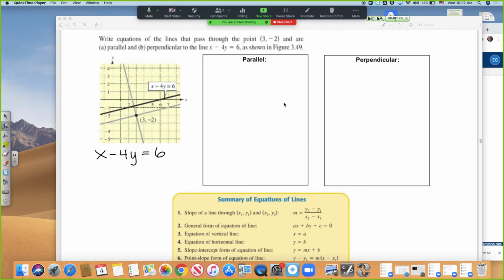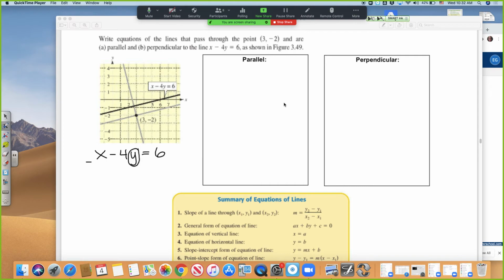Before we do any type of parallel or perpendicular stuff, we should first take this equation and make it more user-friendly. What I mean by that is take this equation and put it into a form that we are comfortable using. That form that I like to use all the time is slope-intercept form. Slope-intercept form is any formula that's solved for y. So you just take this formula and you move things around. So instead of it saying x minus 4y equals 6, it starts with y equals.